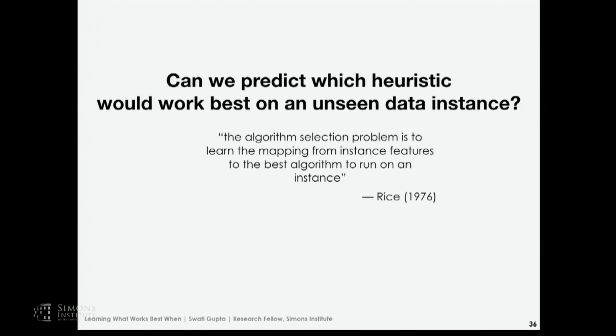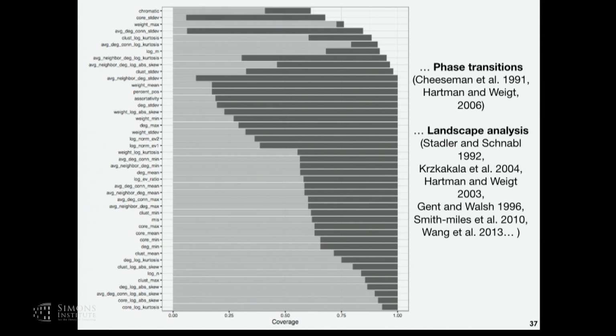And we looked further into this literature, and Rice in 1976 already said that the algorithmic selection problem, which is this problem we're talking about, is to really learn the mapping from instance features to the best algorithm to run on an instance, right? For every instance, if I could just learn one number which said how hard is this instance for a heuristic, then I could predict what the performance of that heuristic would be. And so it's really key to get to those set of features that are representative of the hardness of the instance.